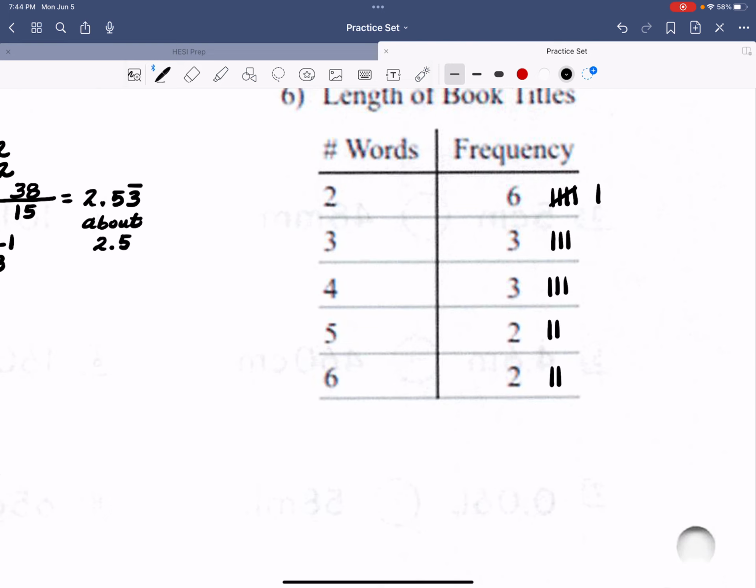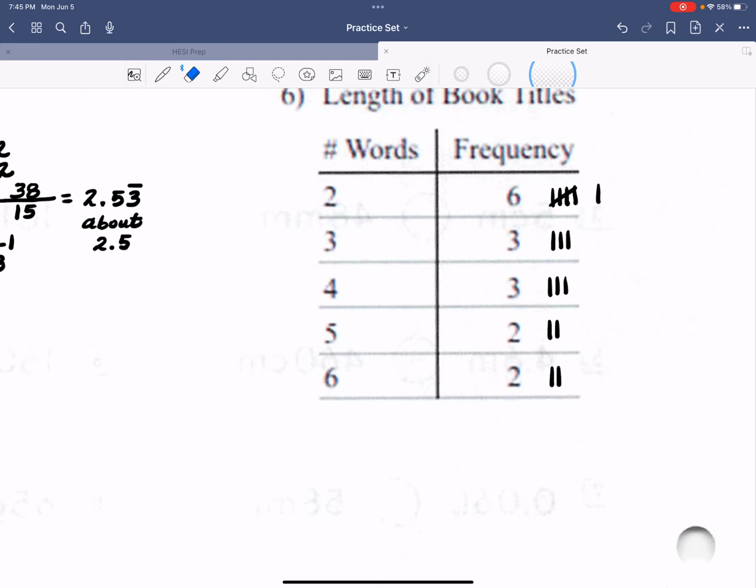Okay, so the first 6 books only had 2 words in their titles. For example, my favorite novel is called The Help. If you haven't read this book, you need to. It's about the civil rights movement, and it is a very good story. The Help. So that has 2 words that would fit that first description.